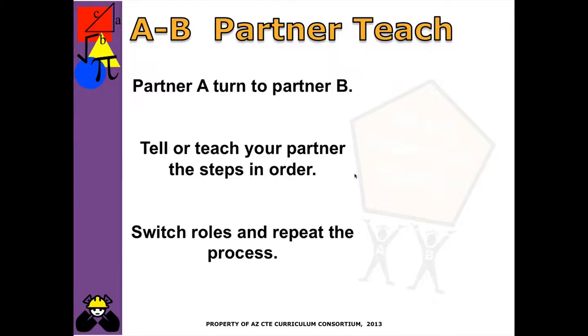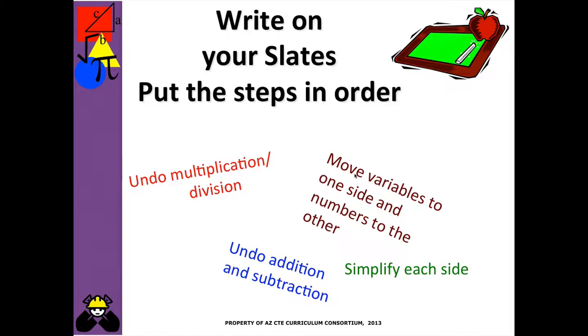Welcome back. Let's go on to the next. So on your slates, and if you don't have slates out, you can use the back side of one of your note takers, put these 4 steps in order. Are we going to undo multiplication and division first, second, third, or fourth? Move variables to one side, simplify, or undo addition and subtraction. Teacher, pause the video until students have numbered these steps, and I'll meet you back here in a minute.